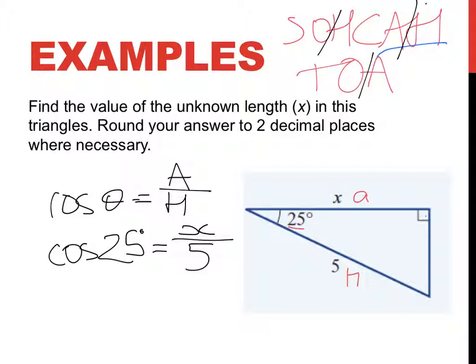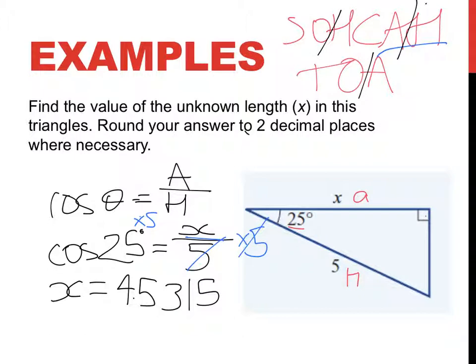Same principle. My aim is to find out x. The only thing on the same side as x is 5. It's divided by 5, so if I times by 5, that cancels out. What I do to that side, I have to do the same to the other side. So I hit the cos button on my calculator, type in 25, and hit times by 5. I get an answer of 4.5315 and so on. It says round to 2 decimal places. So x, my adjacent side, is going to be 4.53, because I looked to the place next to that 3 and it was a 1, so that stays the same.